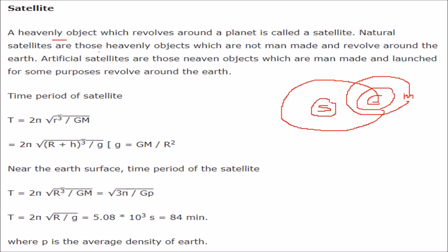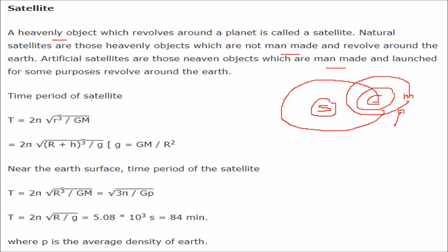Natural satellites are those heavenly objects which are not man-made. We haven't made them. They revolve around the Earth like this. But artificial satellites are those objects which are man-made, and they are launched for a certain purpose, say Earth observation, SAR (synthetic aperture radar), and various other aspects, say, to communicate.